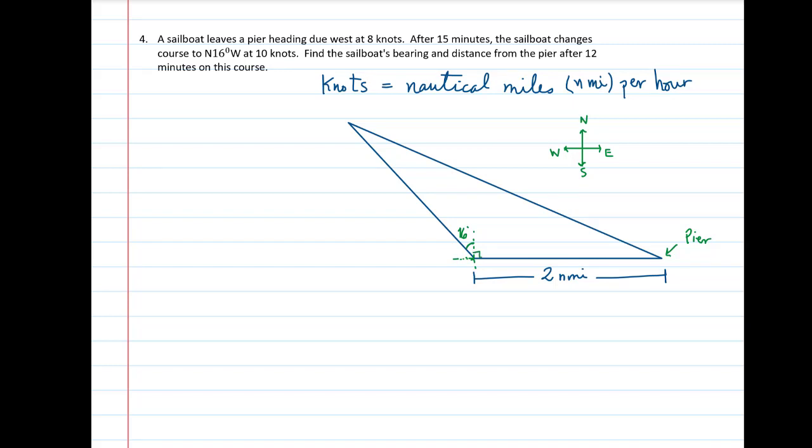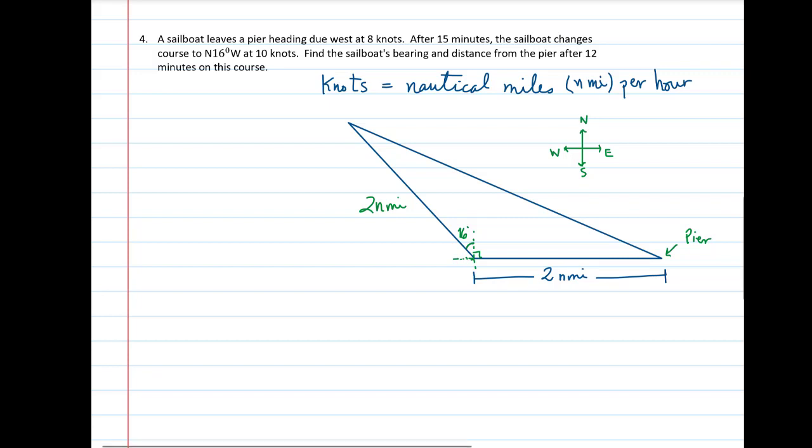And then it says it goes for 12 minutes in this direction, in this course, at 10 knots. Now 12 minutes is 1/5 of an hour. So 1/5 of an hour, going 10 miles per hour, you would have gotten also 2 nautical miles here. So we have 2 and 2, and then we have this angle here.